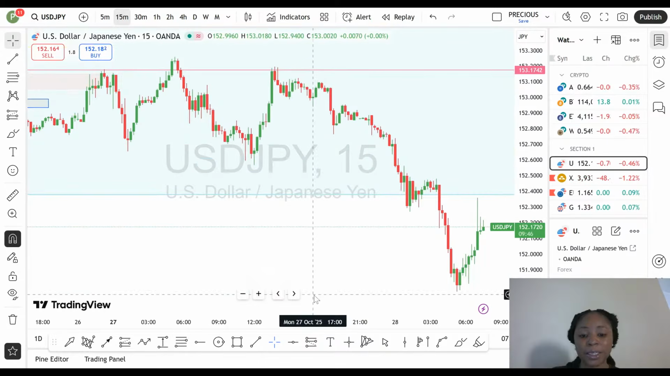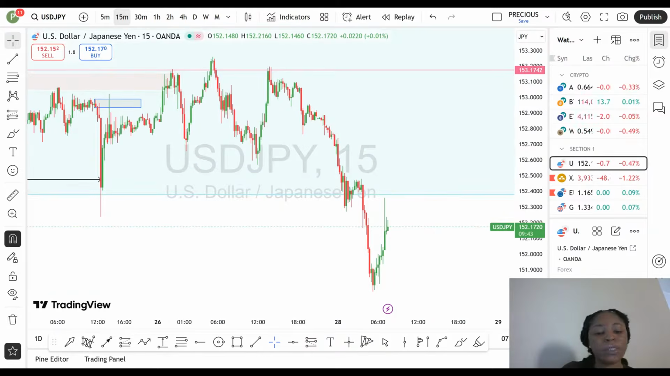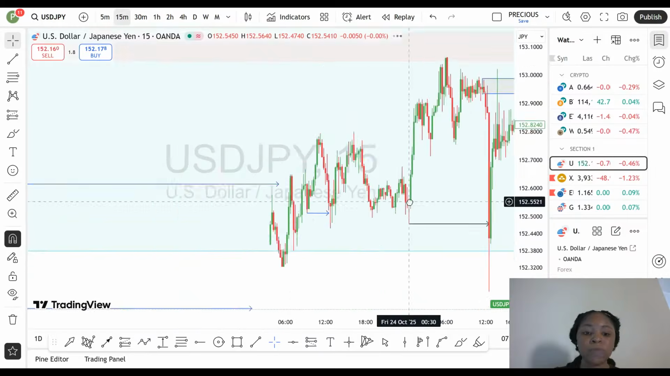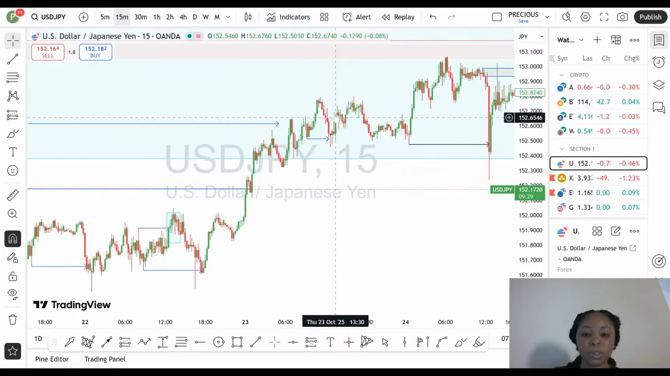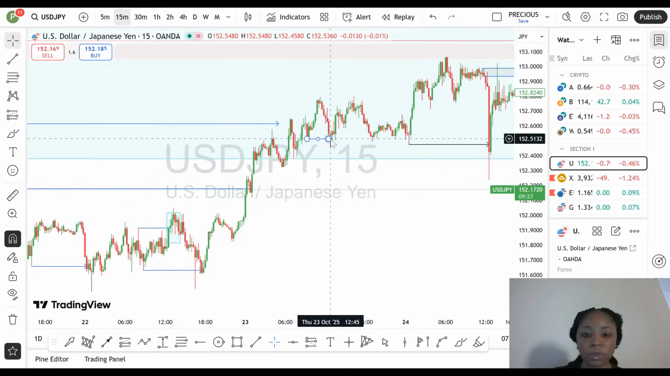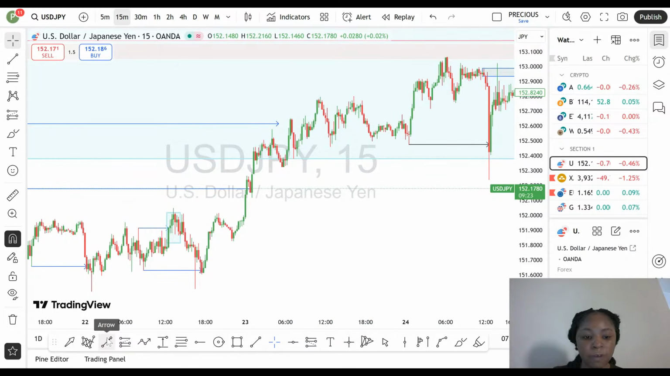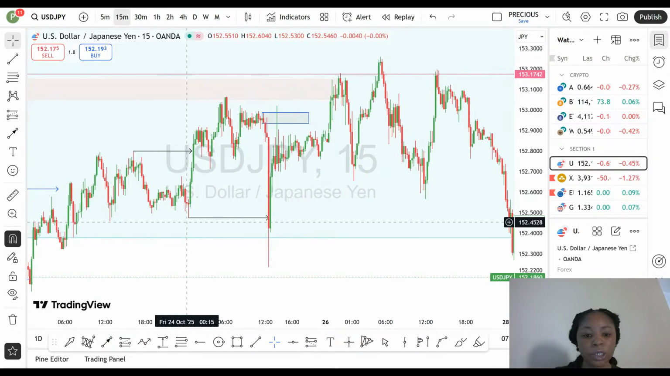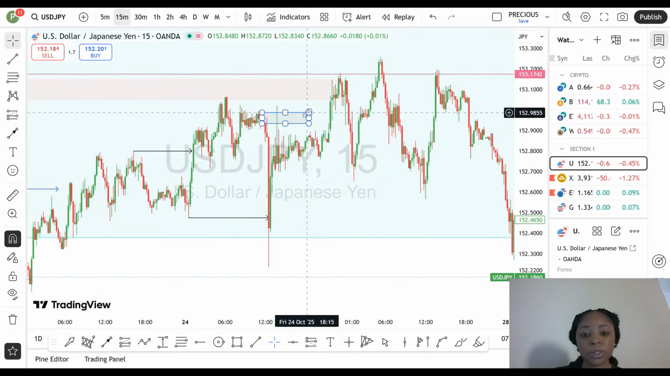If I'm buying, I want to see a change of character, which is simply the first break of structure in the opposite direction. For example, now this is USDJPY and we were bullish, right? So we have been having structure to the upside, multiple structure to the upside. And then for the very first time, we got a change of character to the downside.